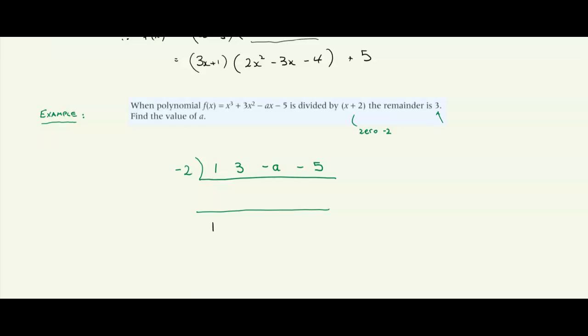1 times negative 2 goes into this slot here, negative 2. I add 3 minus 2 is 1. 1 times negative 2 is negative 2. I add minus a minus 2.